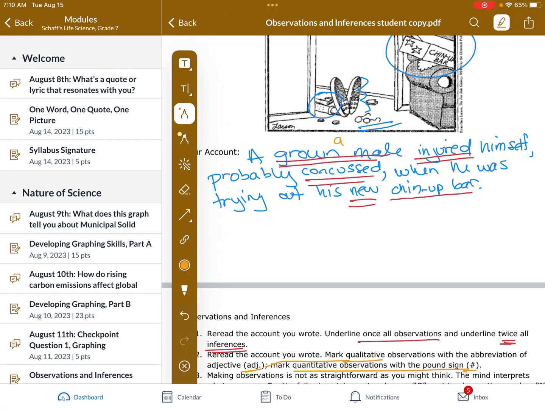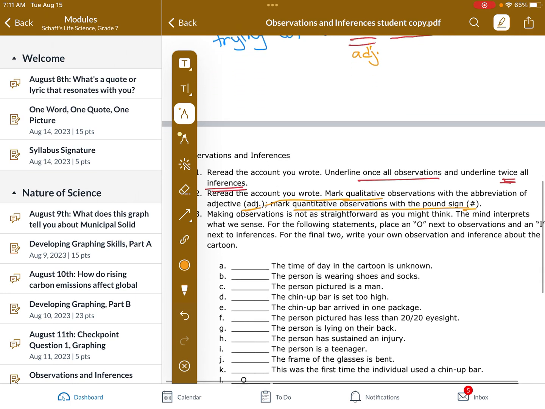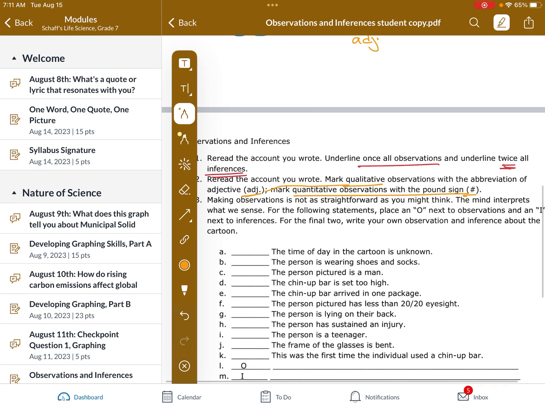So a grown male, that would be an adjective. Injured himself, probably concussed. That's describing the injury, so adjective, maybe an adverb. When he was trying his new adjective chin-up bar. I have no quantitative observations.